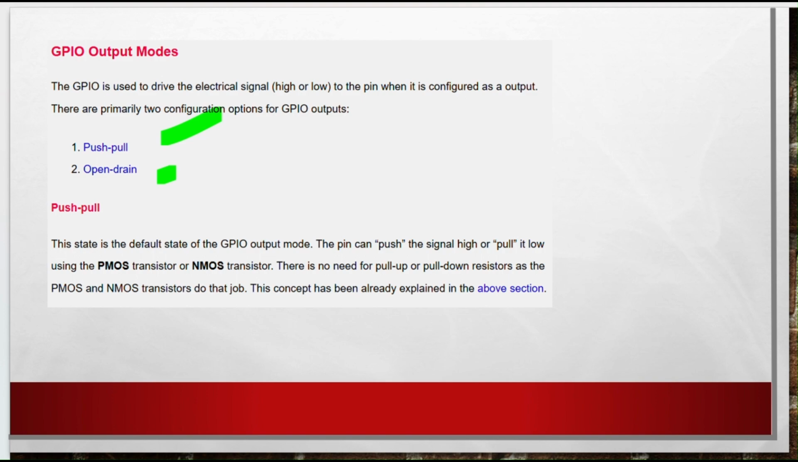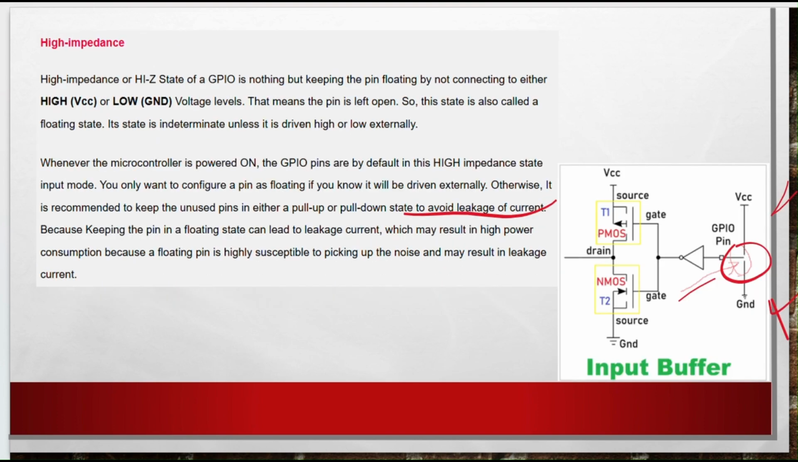Push pull. This state is the default GPIO mode. The pin can push the signal high or pull it low using PMOS and NMOS transistors, as we already saw previously. There is no need for pull-up and pull-down resistors as the PMOS and NMOS transistors do that job. This concept is already explained in the previous section.